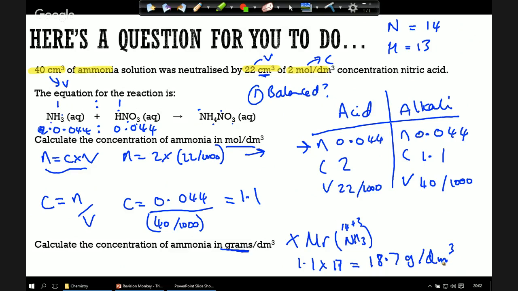So those are the titration calculations. I'd recommend going over those again. Feel free to ask your tutor for help. Oh, sorry. You can see I've worked out right down here.